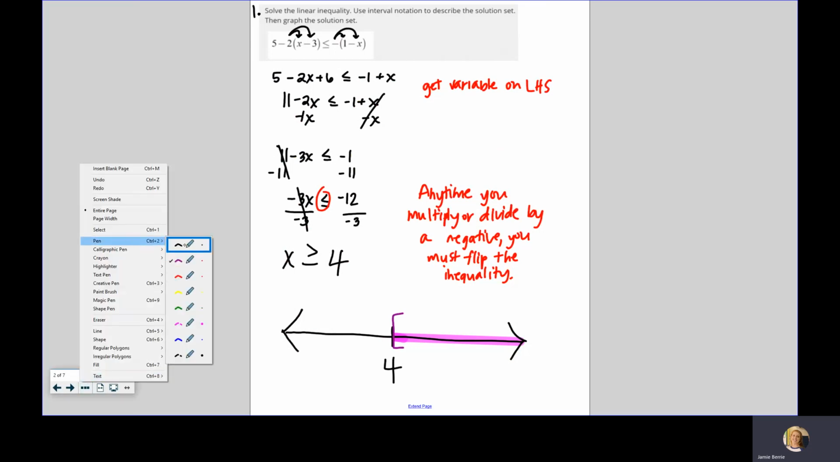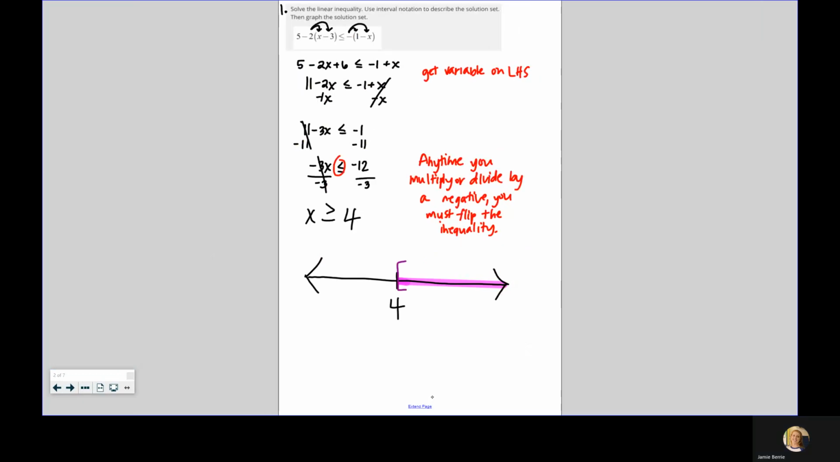Now I can go ahead and convert that to interval notation. It's pretty easy now because you can see I have a bracket that opens this way at 4, and then I'm shading all the way out to positive infinity. So 4 to positive infinity. Anytime you have an infinity, whether it's positive or negative infinity, you always use a parenthesis. So this was kind of a 3-part question. It wanted you to solve the inequality, that was this part up here. Then interval notation for the solution set is at the bottom, and the graph is here in the middle. Let me just write a little note here.